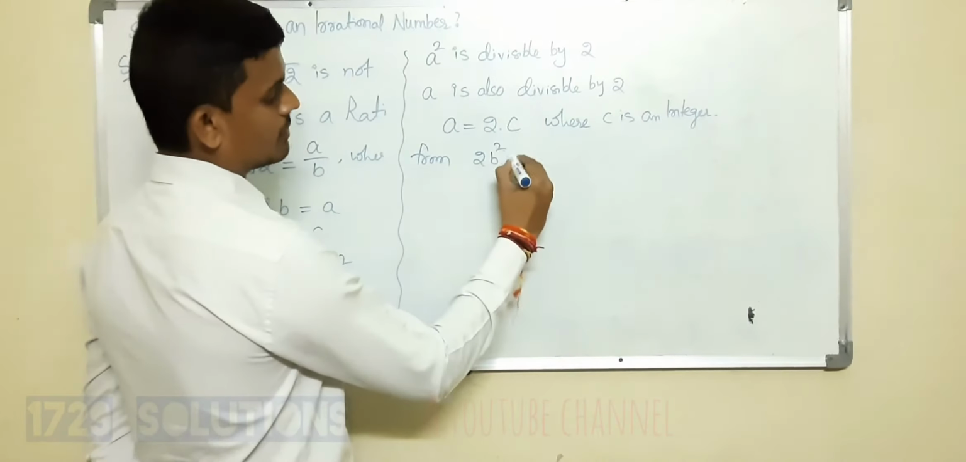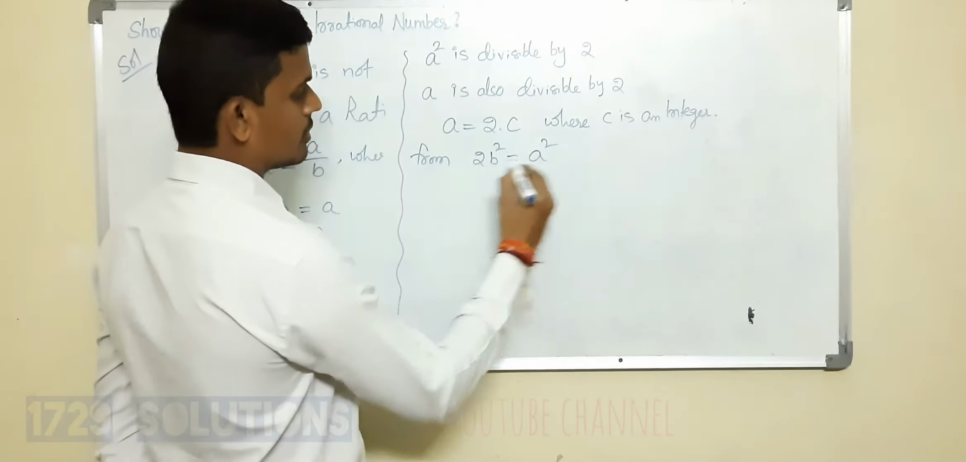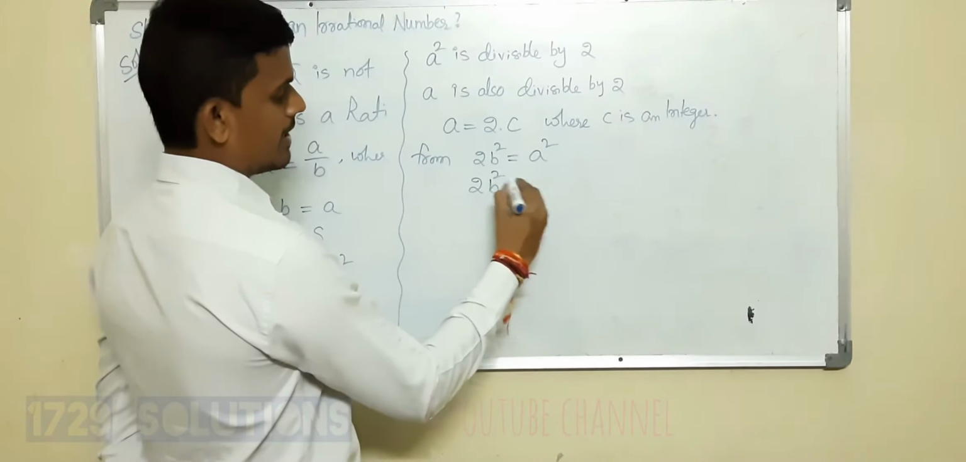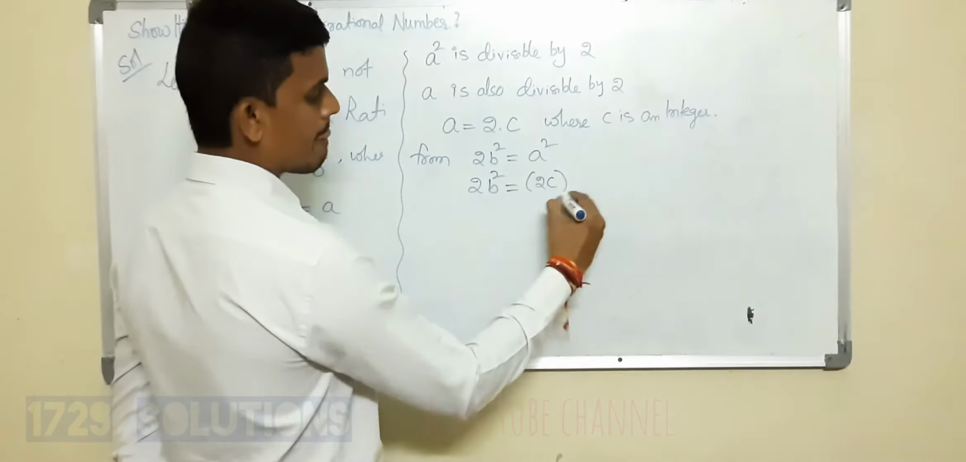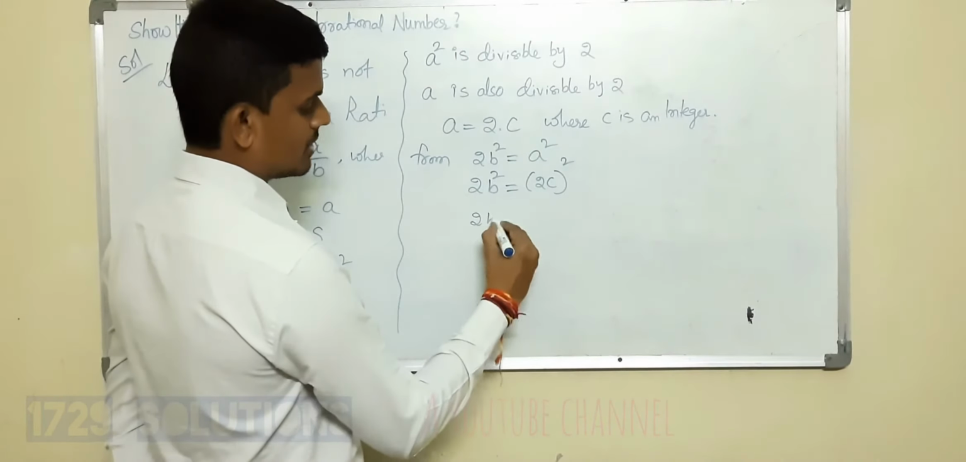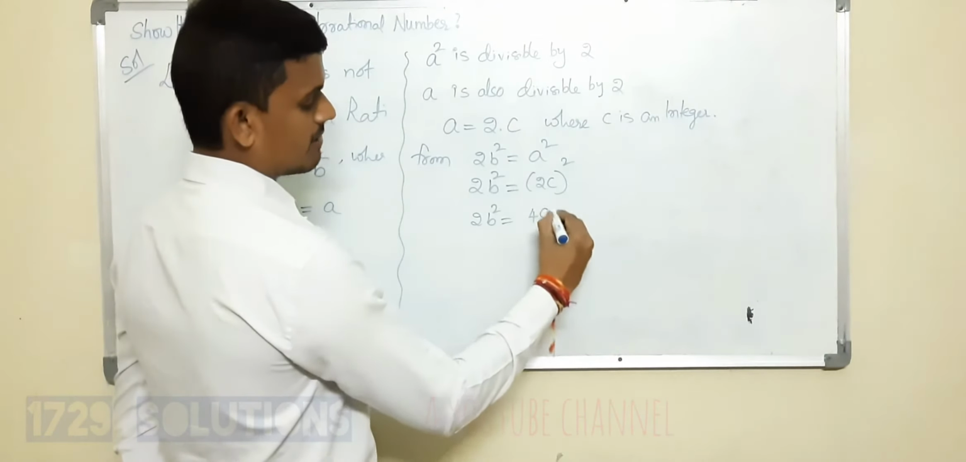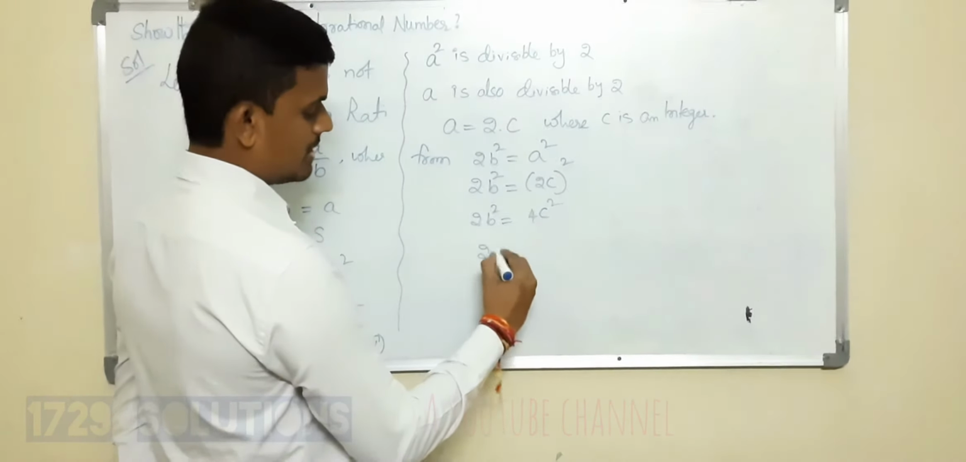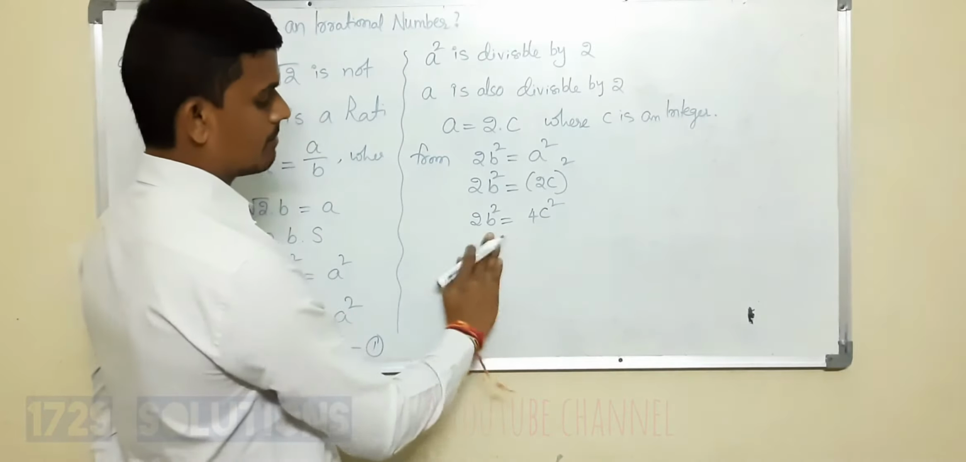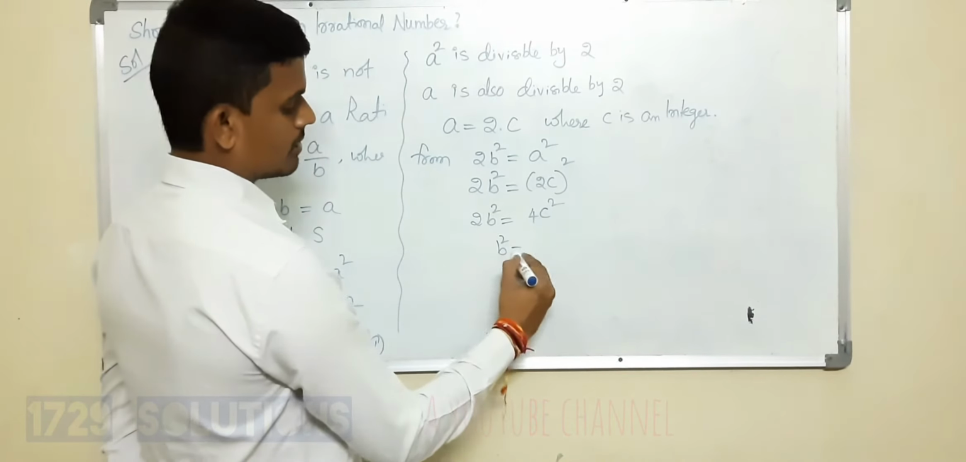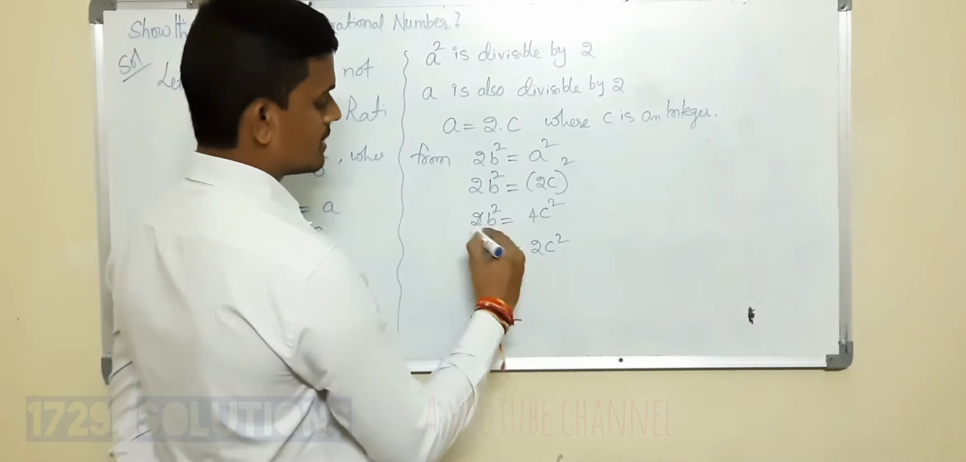Now from equation 1, what is the equation? 2b² = a². So I am going to substitute 2c in place of a. So 2b² = 4c². Next step, b² = 2c². I am going to cancel the 2 on both sides.